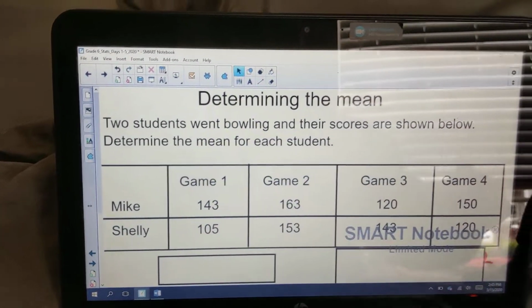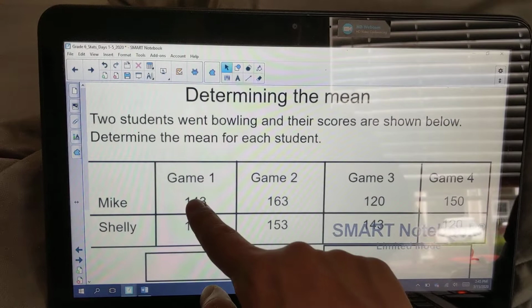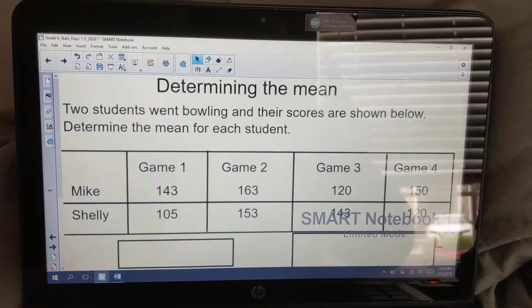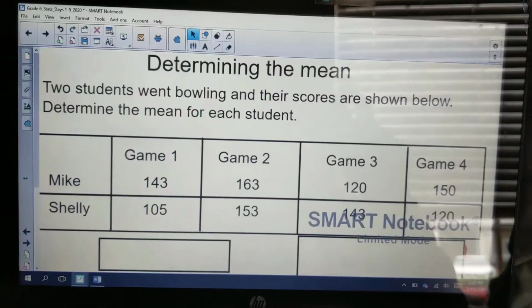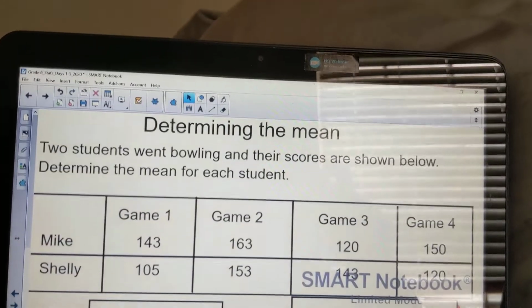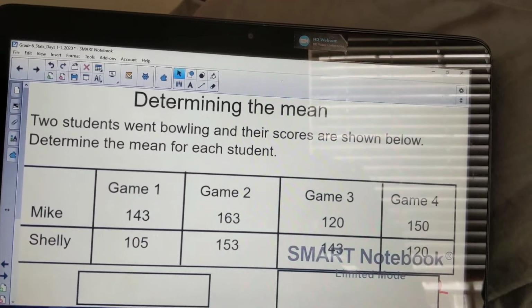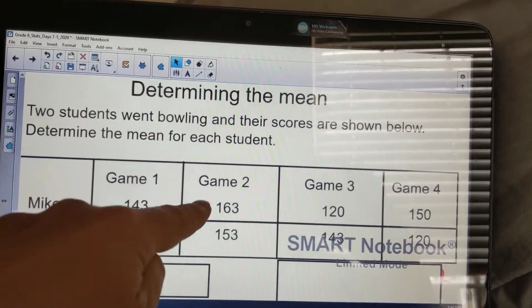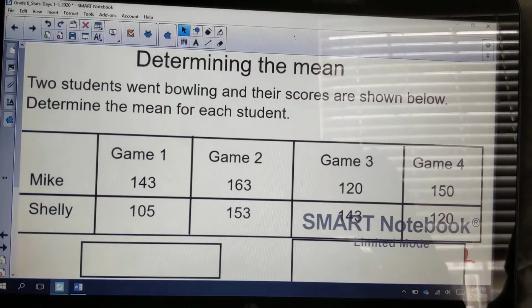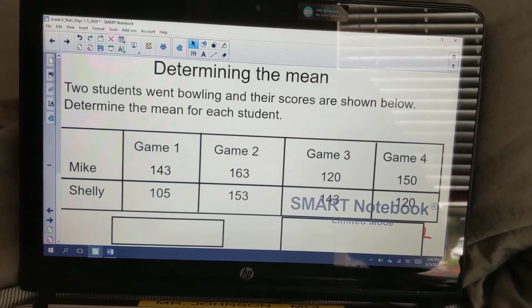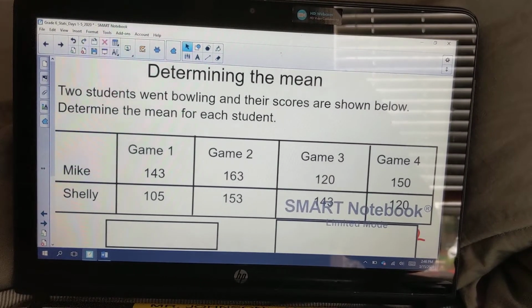Once you have that total number of points, you'll divide it by 4 because he bowled a total of 4 games. Pause the tape now and calculate his mean. Adding up Mike's scores, you should see that he scored a total of 576 pins, but that's not his average. His average is 576 divided by 4 because there were 4 total games. And when you do 576 divided by 4, you see he averaged 144 pins.